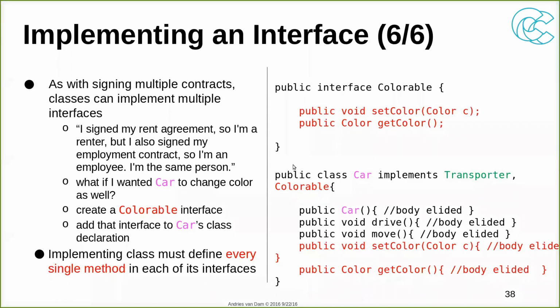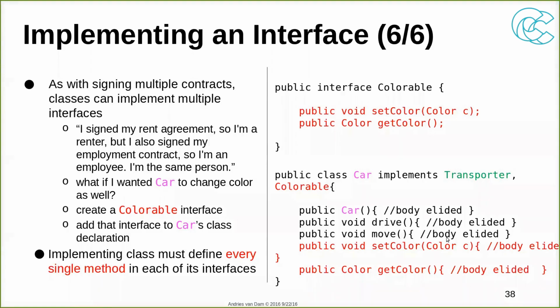An analogy for that is, let's say I can be part of multiple contracts. Implementing an interface is like a contract, and I can be part of multiple contracts. One could be the rental agreement, the other one could be the employment contract. Here the class is involved in multiple contracts and it needs to honor all of them. So it needs to implement all the methods in Transporter and all the methods in Colorable. And that is what we see here.